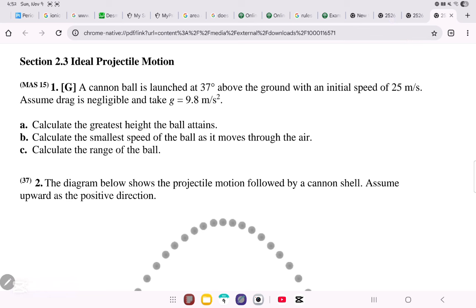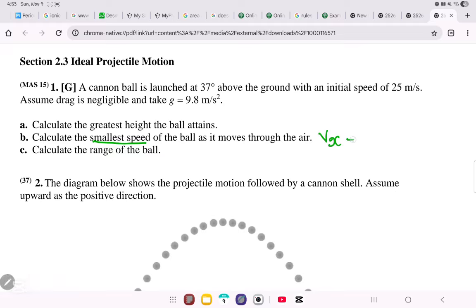Now, part B. What do they want from us? They want the smallest speed of the ball as it moves through the air. Now, honestly speaking, the smallest speed is only going to be the Vx. Why? Because when you're finding the speed, it's usually radical Vx squared plus Vy squared. But there's a certain point, which is over here, where Vy is 0. So at this specific point, we'll only have the speed of x, Vx, and this will be the place where the smallest speed is found. So at H max, this is where the smallest speed of the ball is.